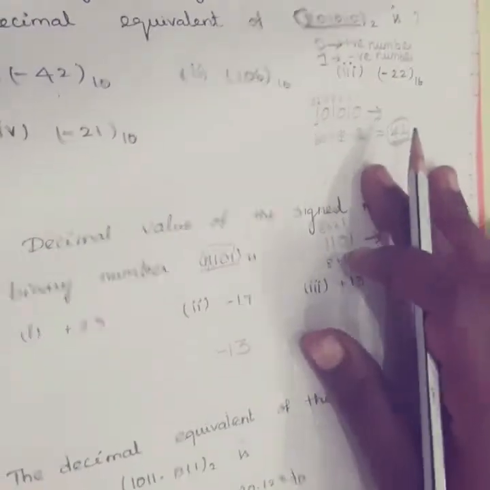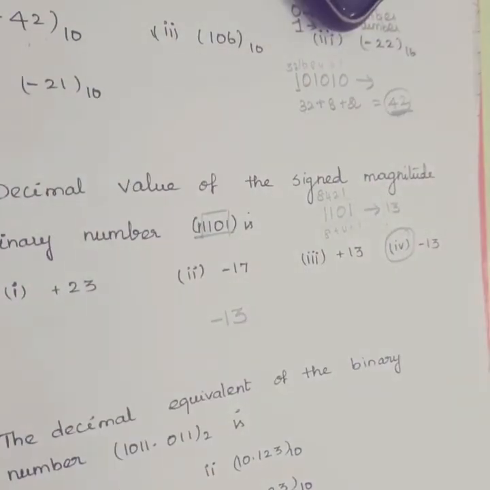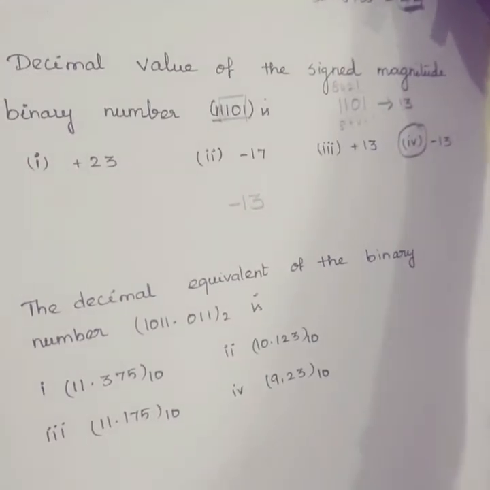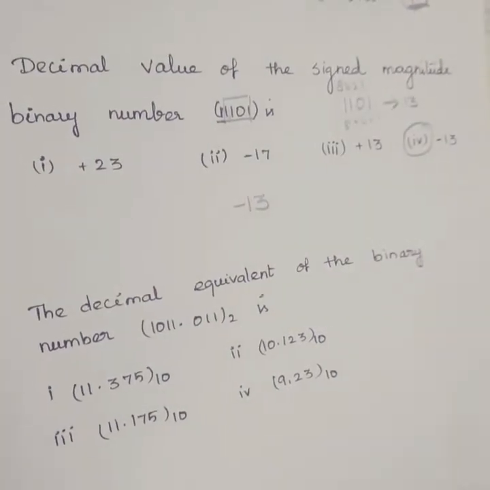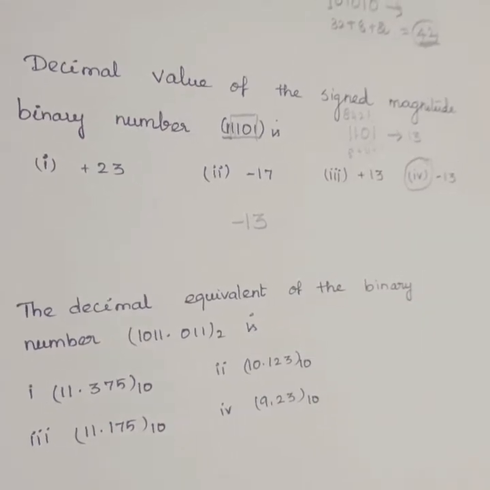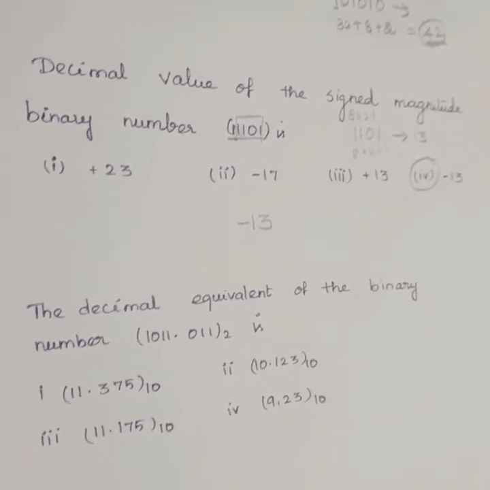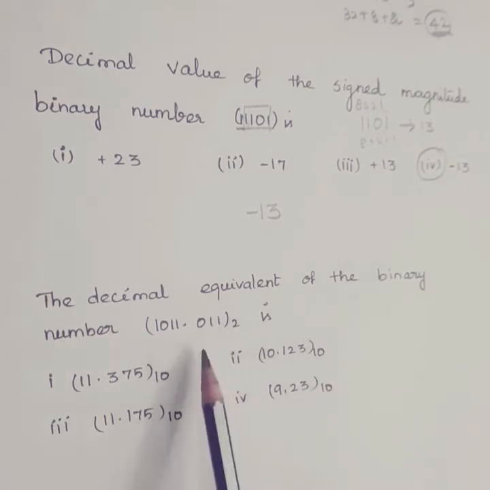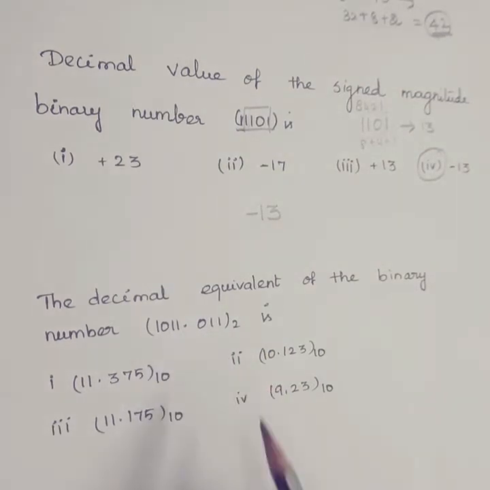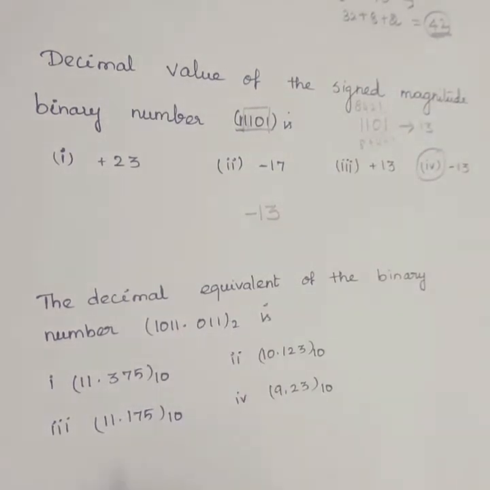Next question, the decimal equivalent of the binary number 1011.011. Now the given number is binary, you have to convert that into decimal. For that you have to use the weight of each position. Here it is base 2.